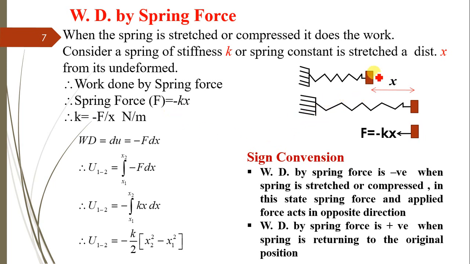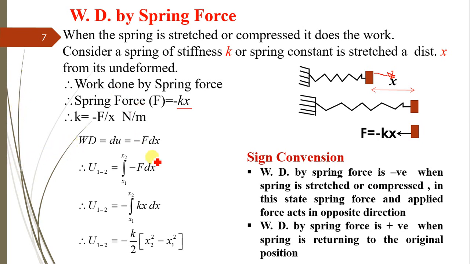Meaning if I am stretching the spring, the force will be acting over here, opposite to the stretch. And similarly if I am applying a compressive force, a negative force is applied, and the displacement gets reduced. So the spring force is always F equals minus K into x. Therefore K is equal to minus F divided by x, and hence work done is equal to force into displacement. Again, the force is always applied in the opposite direction when it gets stretched.